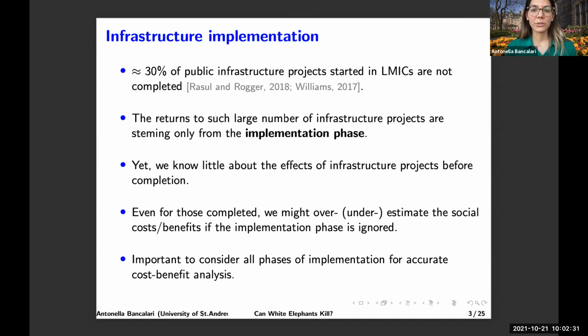But what about the implementation? It's striking that around 30% of public infrastructure projects are not completed. Thus the returns to such a large number of projects stem only from the implementation phase. Yet we know very little about the effects of infrastructure projects before completion. And even for those that are completed, we might be over- or underestimating the social costs or benefits if the implementation phase is completely ignored. So it's important to consider all phases, the implementation phase before completion as well as the effectiveness after completion, for an accurate cost-benefit analysis of infrastructure.